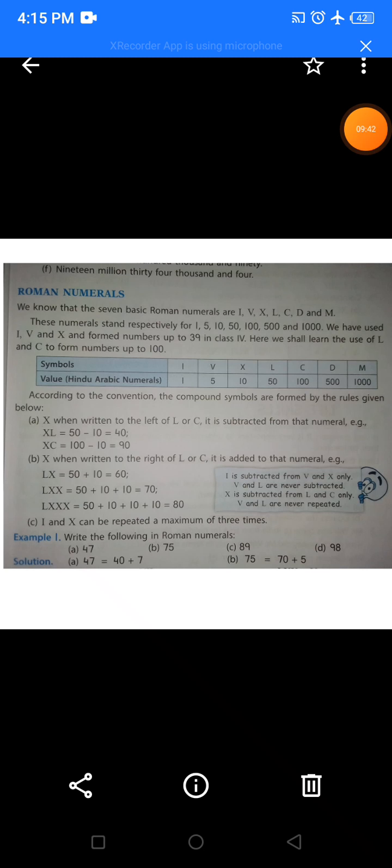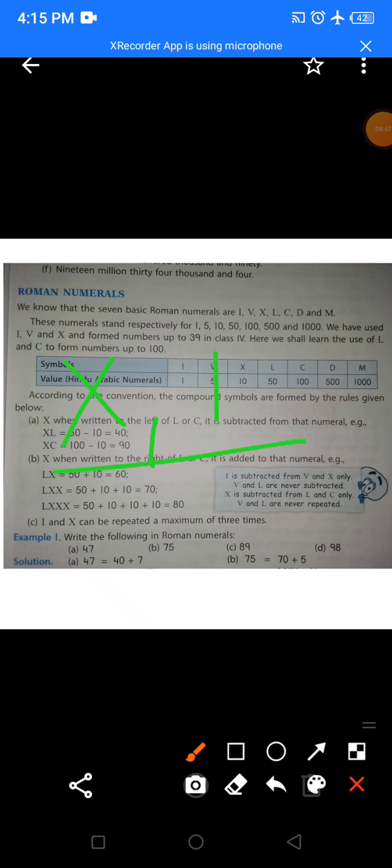And then the last rule says that this or any number you can only repeat it maximum 3 times. You cannot repeat it 4, 5, nothing. At the most you can repeat it thrice. After that you cannot repeat. Okay. Now there's a small box here. We will read that box also. 1 is subtracted from 5 and 10 only. Okay, that means only 1 you can use to subtract from 5 and 10.